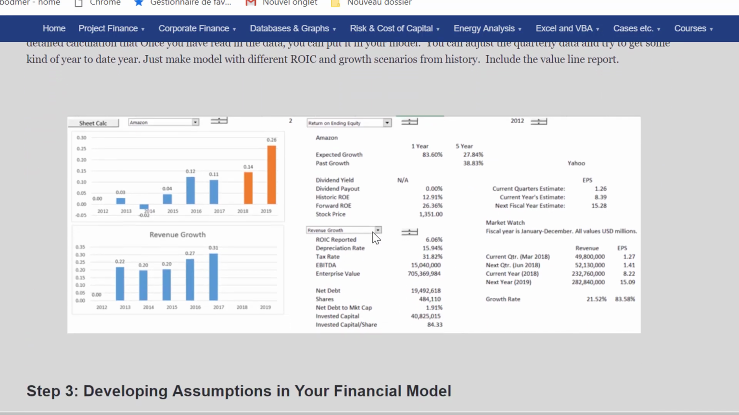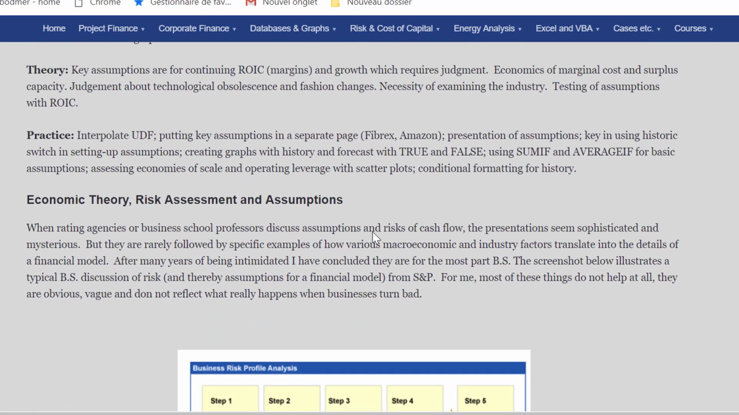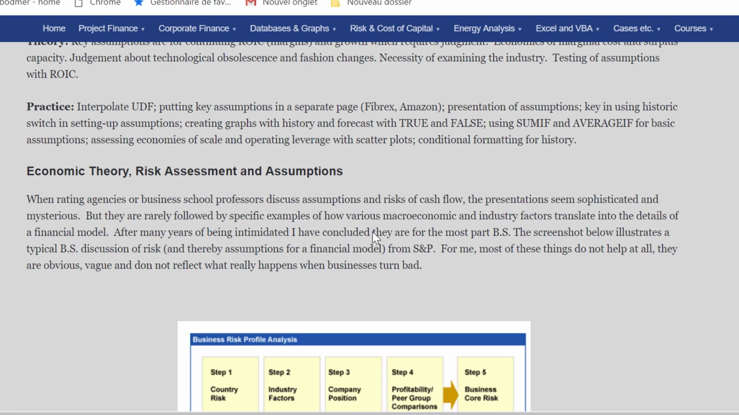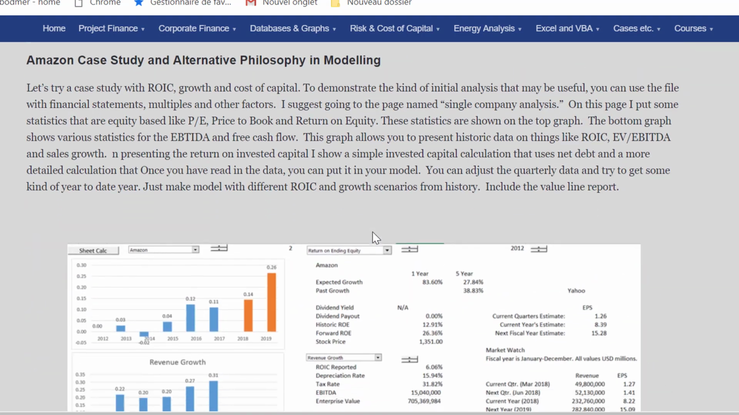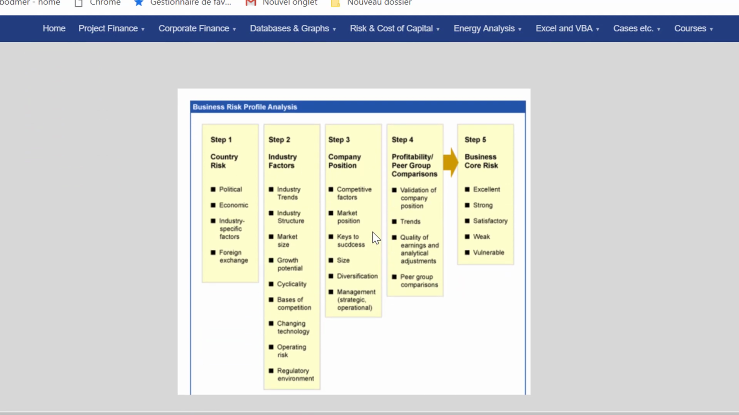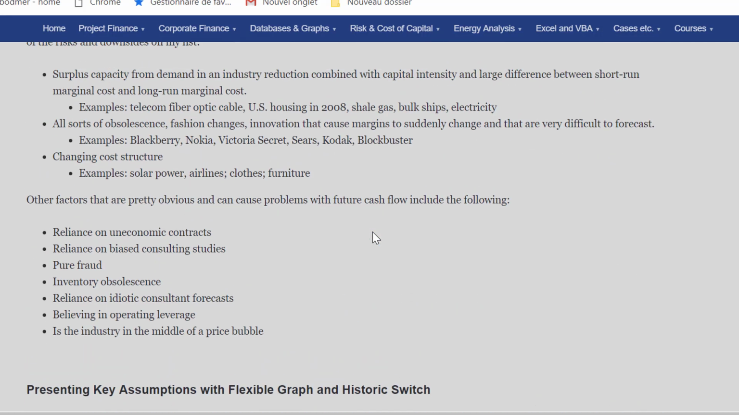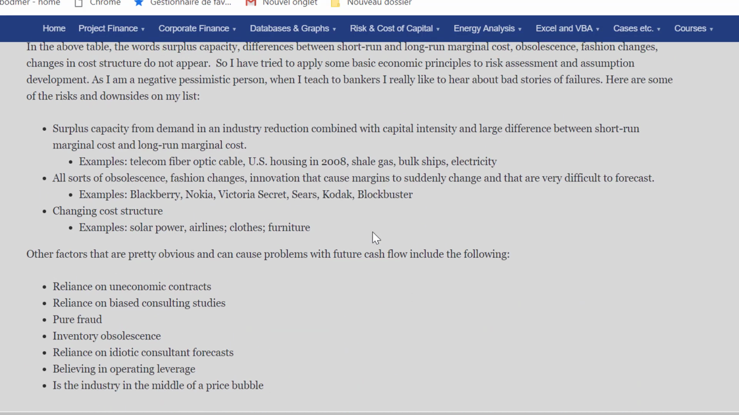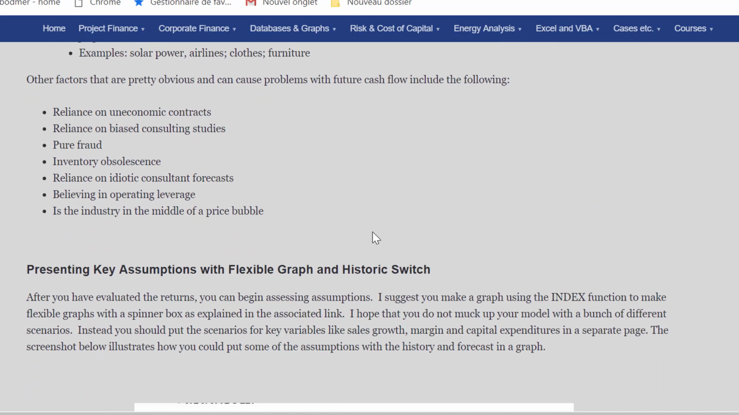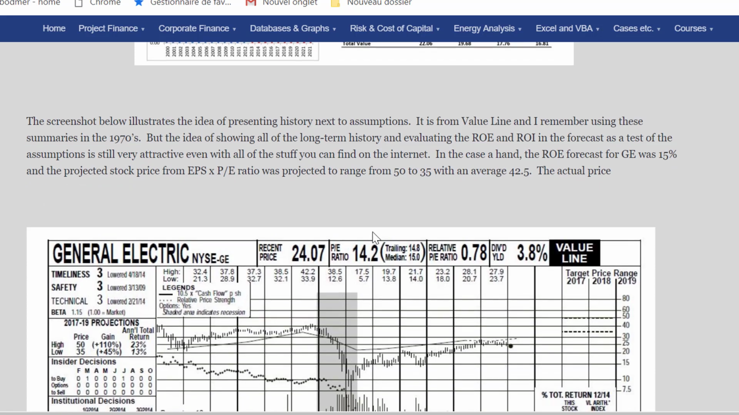Talk about practical things, and then I'm going to go through an Amazon case study because their ROIC has changed dramatically. Then after we get data into the model, that's all about getting data into the model and making a first couple of calculations. Then we do something about the assumptions, and I see stuff like this. What a bunch of crap, S&P. This tells me nothing. I want to know about surplus capacity, obsolescence, changing cost structure, fraud, industry getting obsolete, which I've kind of repeated, and then we'll talk about how to make some assumptions.